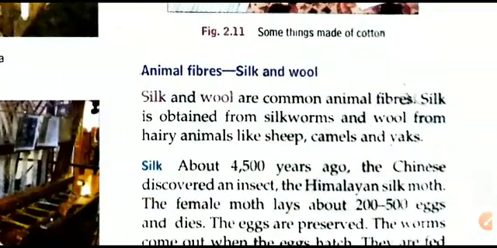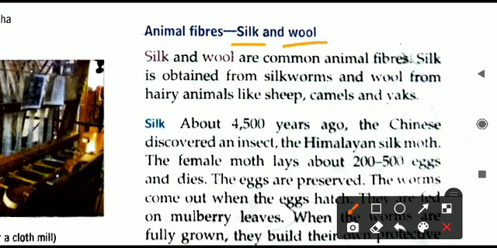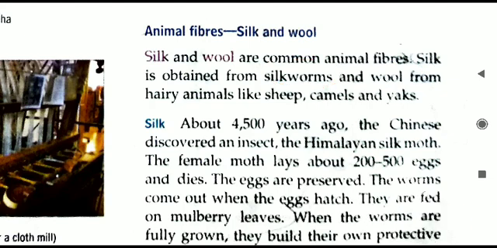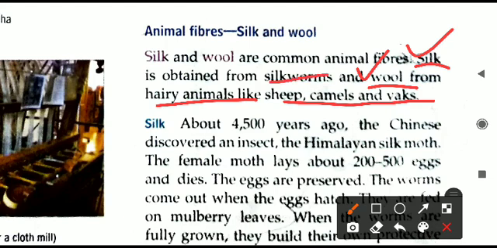Let us start with today's topic, that is animal fibers. Yes, there are two names that you can see on the screen. These are the animal fibers, silk and wool. These are the common animal fibers. Out of this, silk is obtained from silkworms. Please mark this in your textbook for your revision time. It will be helpful. And in the same way, wool is obtained from hairy animals like sheep, camels, and yaks. So both of these sources you should be knowing. Silk is obtained from silkworm, and wool is obtained from hairy animals like sheep, camels, and yaks.